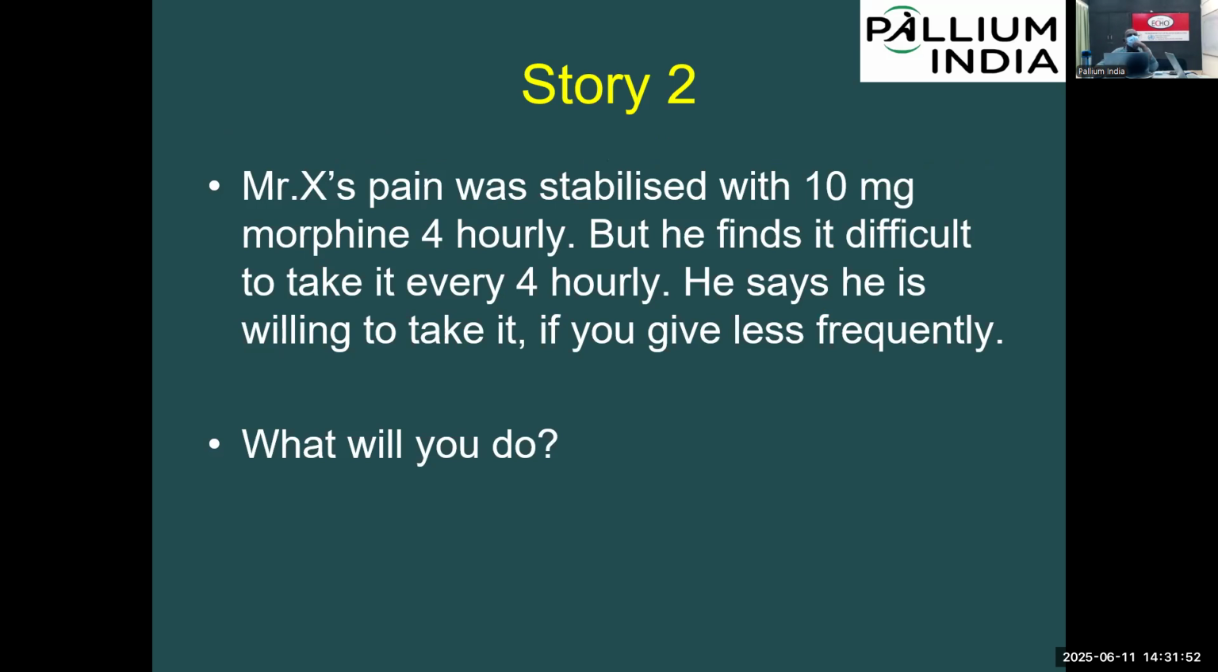Now the patient's morphine dosage was increased to 10 milligrams every 4 hourly. But the patient says it is very difficult to take every 4 hourly. This is very much true, and you might have seen many patients not taking medication properly because they have to take it very frequently. But the patient says, "If you are willing to give it less frequently, I can take it." So what would you do in this patient now?